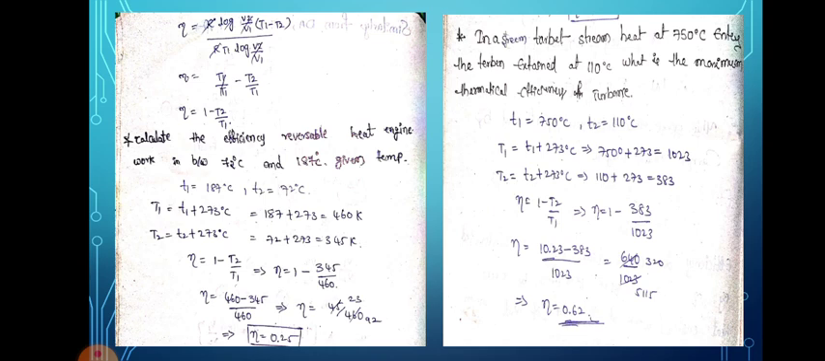Therefore capital T1 is equal to small t1 plus 273 degrees centigrade, that is 750 plus 273, which is equal to 1023. So therefore T2 is equal to small t2 plus 273 degrees centigrade, that is 110 plus 273, which is equal to 383. So therefore eta is equal to 1 minus T2 by T1. So eta is equal to 1 minus 383 by 1023. Therefore finally eta is equal to 0.62. So this is the turbine.